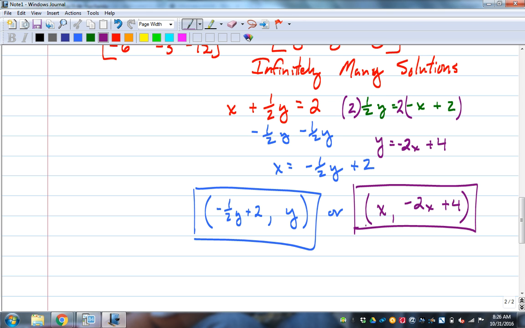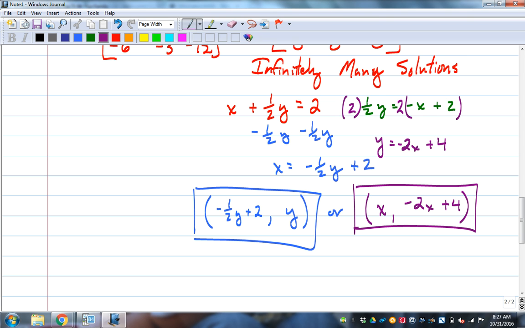So it's infinitely many solutions. If I picked an x value, I could find a y value that goes with it. That's what this ordered pair notation tells me. If I pick an x value of 2, I could plug 2 in here and get the y value that goes with it. But if I picked an x value that was -12 and plugged it in here, I'd get the y value that goes with it. I could generate an ordered pair that is a solution based on this infinite solution ordered pair.